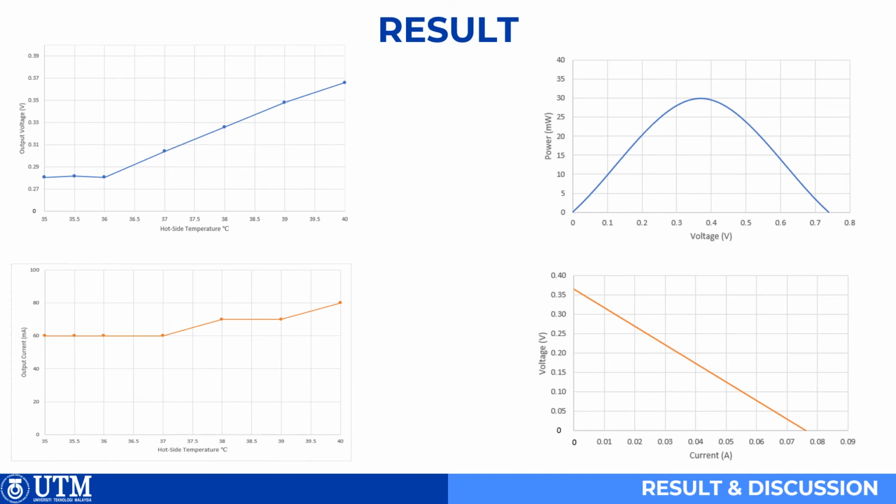From the result, the left side shows the graph of hot side temperature with respect to the output voltage. The graph shows a gradual increase when the temperature goes from 36 degrees until 40 degrees. With respect to the current output, the current gradually increases from 37 degrees and is constant from 39 degrees. The power generation selected at the highest temperature of 40 degrees shows that the TE module can generate power of 30 milliwatts, with output voltage and current of 0.37 volts and 0.08 amps respectively.